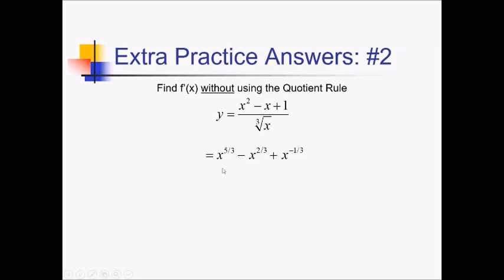1/3. Going through now and using our power rule, we've got 5/3 x to the 2/3, followed by, this will be negative 2/3 x to the negative 1/3. So we're just subtracting 3 over 3 in the exponent. And this last one will be minus 1/3 x to the negative 4/3.